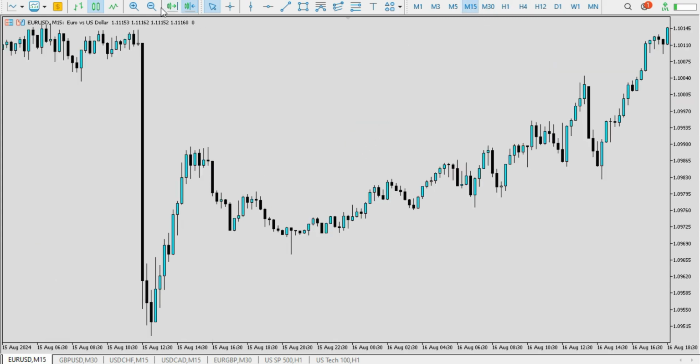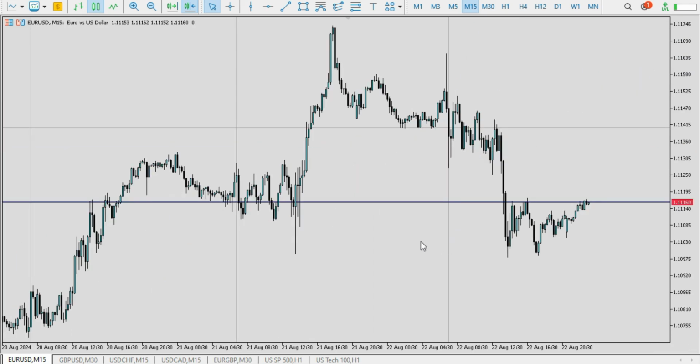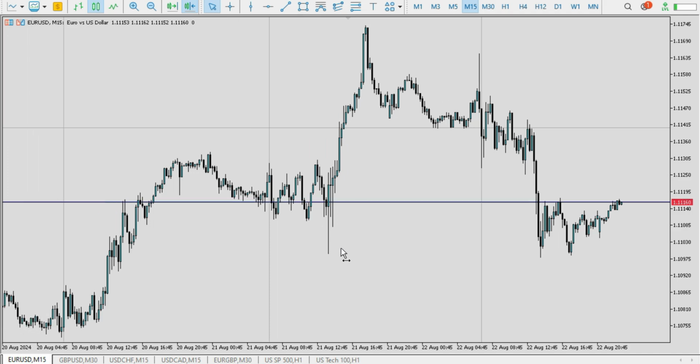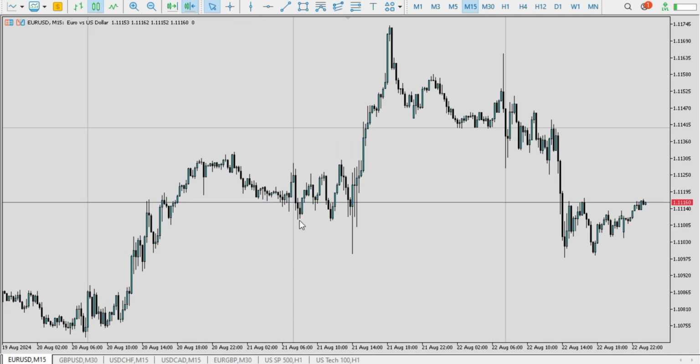On Wednesday, I can't even remember the news that we had on Wednesday. Oh boy, what news was on Wednesday for DXY? I can't remember, guys. But I took this trade right here. Okay, I think on Wednesday there was no news for DXY.